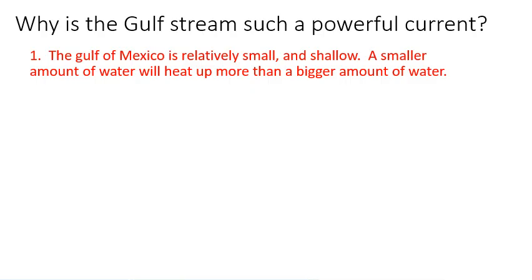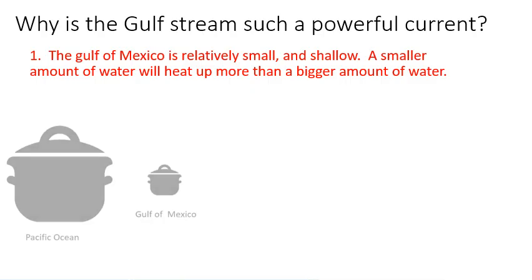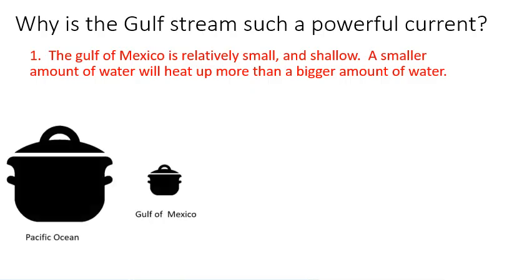Now, why is the Gulf Stream such a powerful current? This is some level of understanding that I really expect you to know. First of all, the Gulf of Mexico is pretty small and it's pretty shallow. And we know that a smaller body of water will heat up more than a bigger body of water. Think about it as like the Pacific Ocean versus the Gulf of Mexico. It's really hard for the Pacific Ocean to get hot because it's such a big bucket of water.